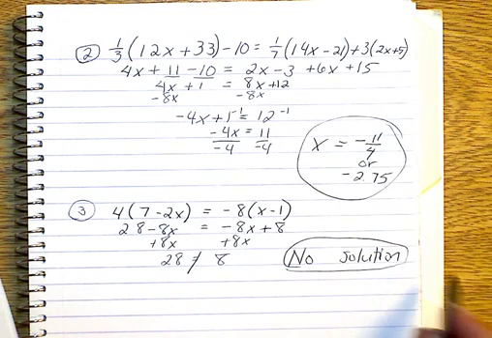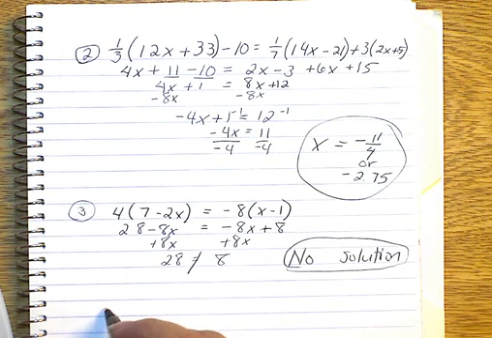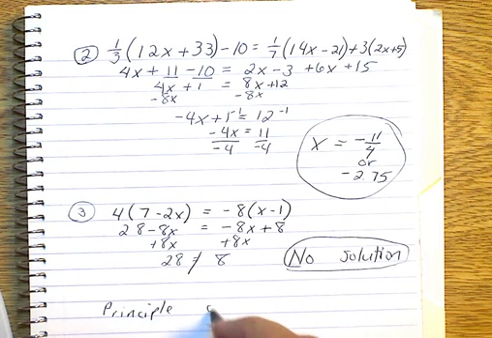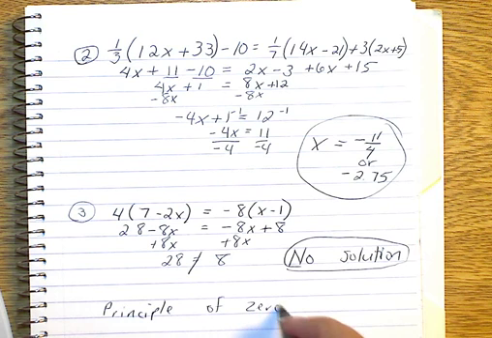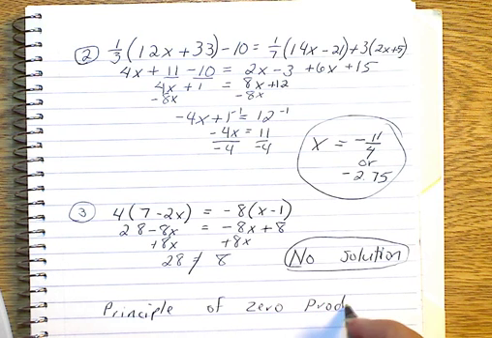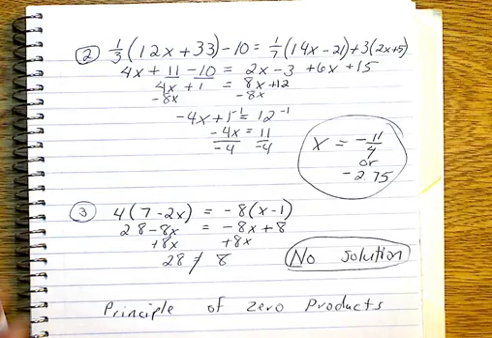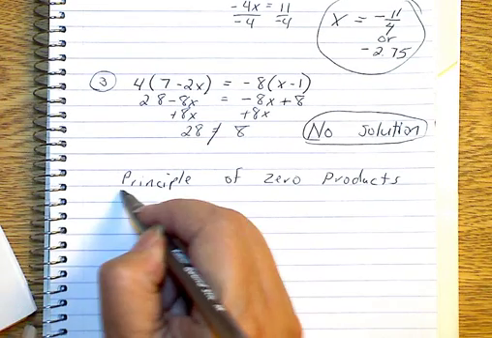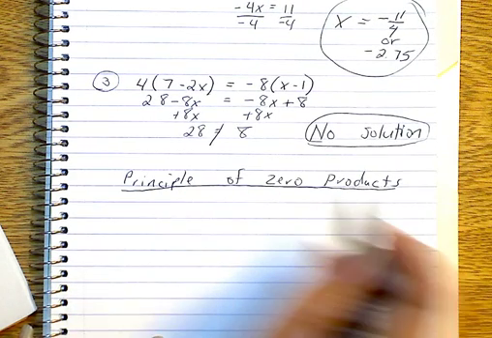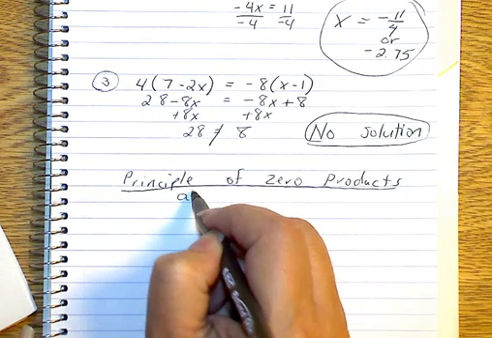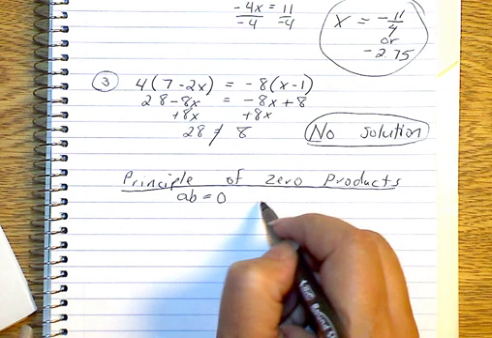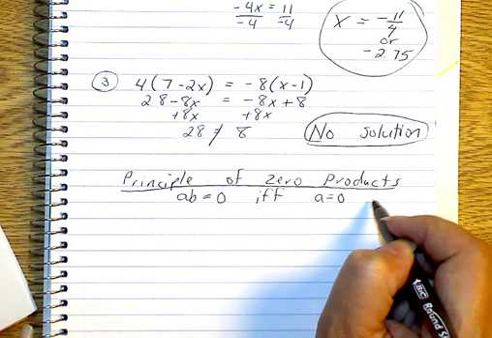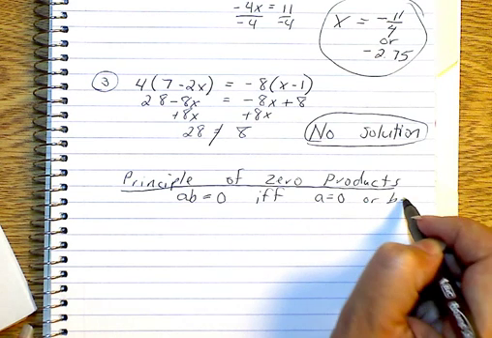All right. We have the principle of zero product. What does that mean? That means if you have A times B, which equals 0, that is only true if and only if A equals 0 or B equals 0.